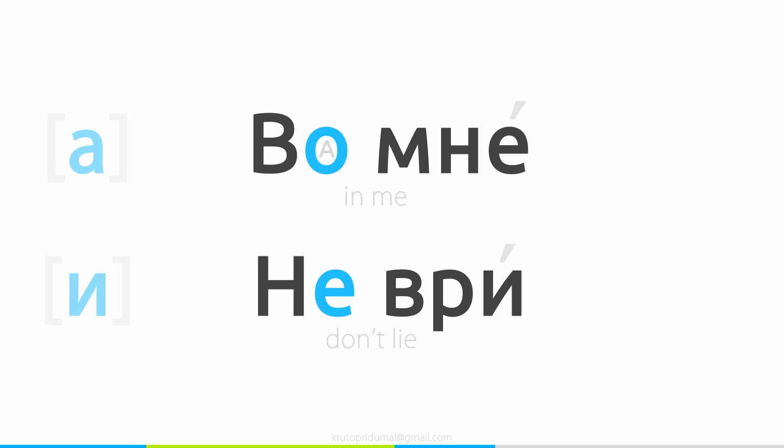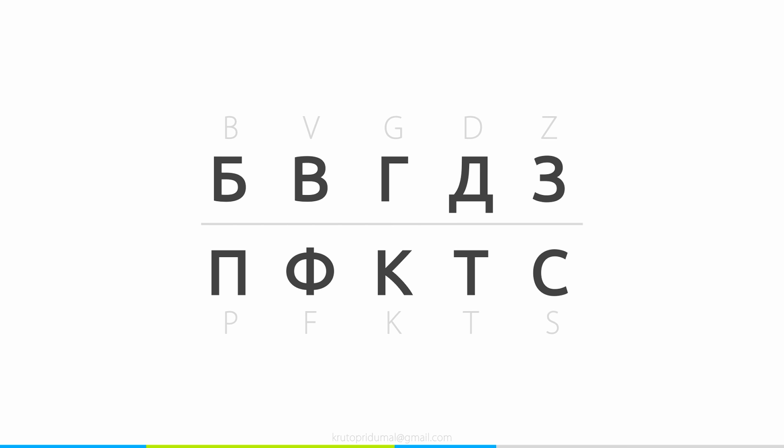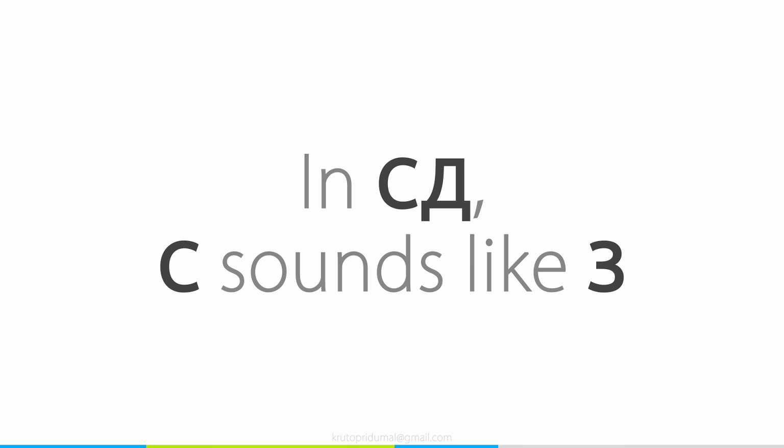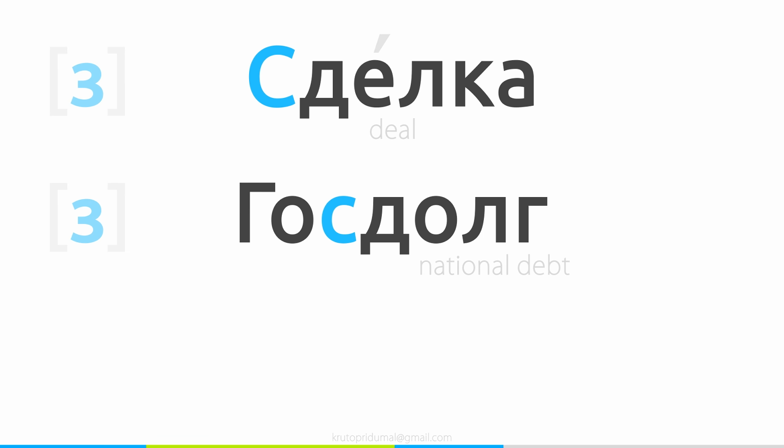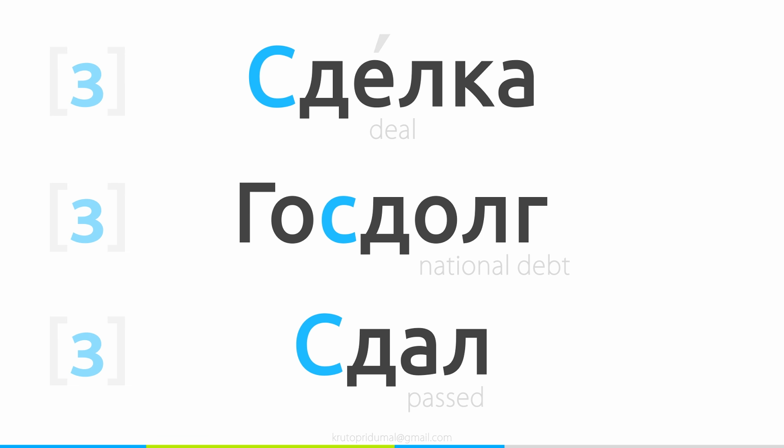Russian consonants lose their voicing quite often, but there's one instance when the opposite happens. It's when S stands next to D. In this case, S gains voicing and sounds like Z, like in the word сделка. Госдолг, сдал. You know the deal, right?